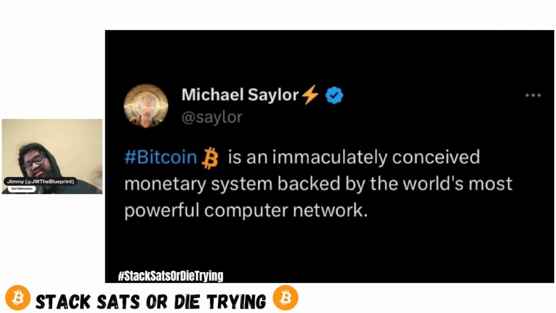Michael Saylor, who we mentioned last episode, here's a tweet from him. He said, Bitcoin is an immaculately conceived monetary system backed by the world's most powerful computer network. So these are people who are considered very educated and smart people who study. And when you see what they're talking about, it's the network. A lot of times we get caught up in Bitcoin's price and what's going on with ETH and Doge and all this other nonsense, but most people aren't having the conversation about the actual computer network. There's so much value in that network and understanding that network.